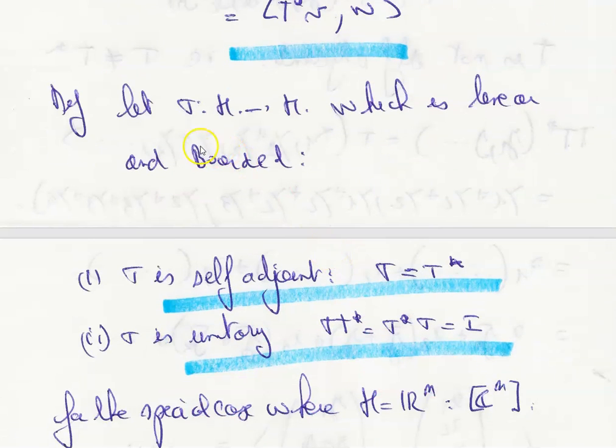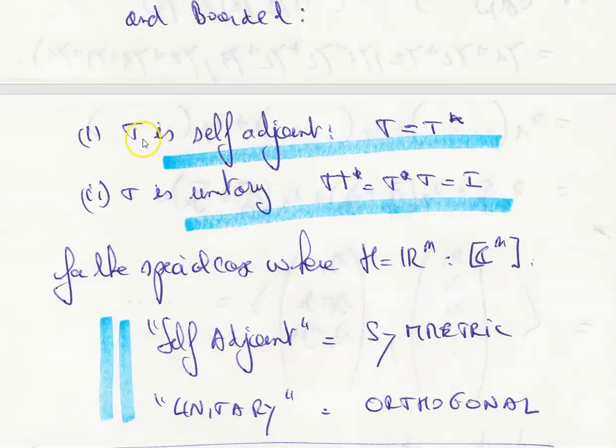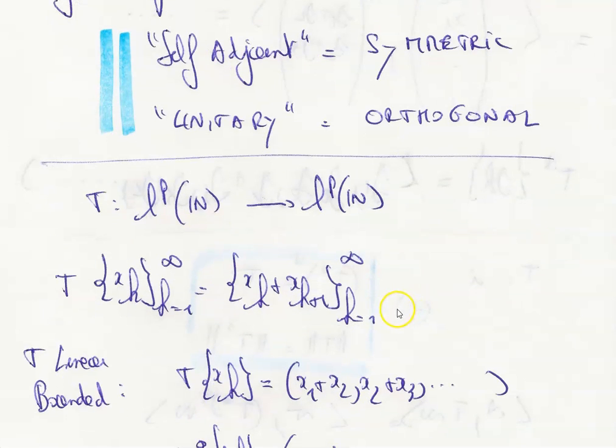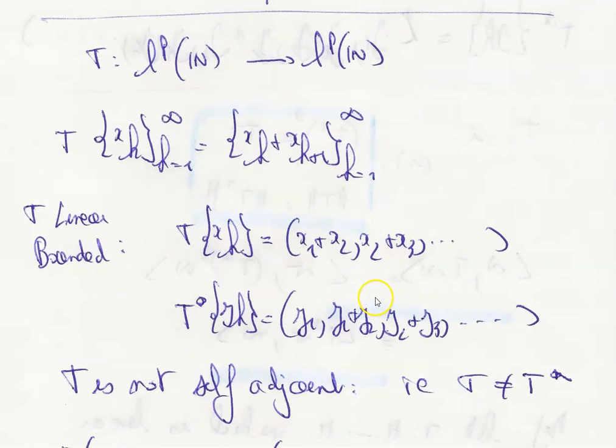So let T go from H to H, a linear bounded operator. T is self-adjoint means that its adjoint is itself, so T equals T star. T is unitary means that T star T equals T T star, which is the identity. And for the special case where the Hilbert space is either Rn or Cn, when we speak about self-adjoint, we speak about symmetric. When we speak about unitary, we speak about orthogonal. So let's pursue and go ahead with our exercise.